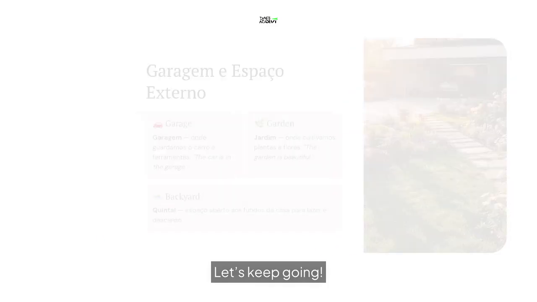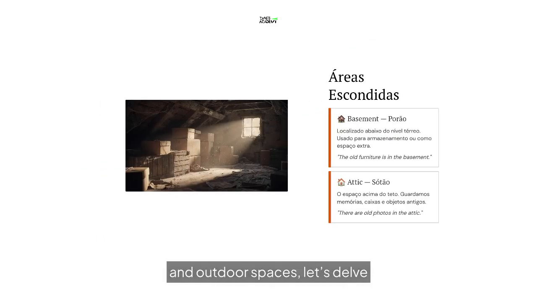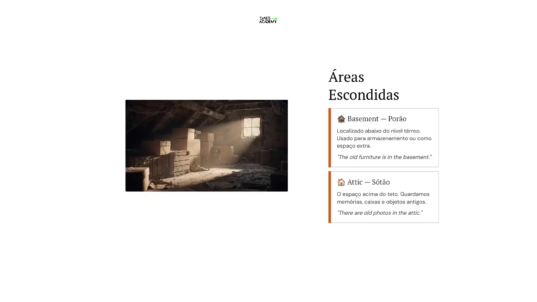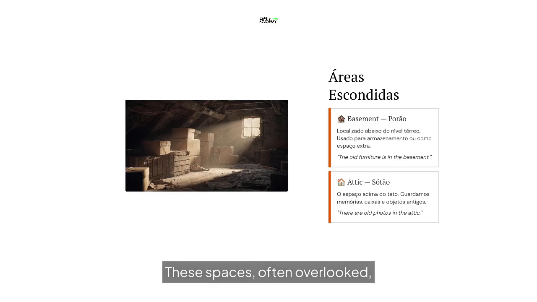Let's keep going. Now that we've explored the garage and outdoor spaces, let's delve into the hidden areas of the home. These spaces, often overlooked, can offer valuable storage solutions and additional functionality. Think about how these areas can transform clutter into organization. First, let's discuss the basement. This area is located below ground level and serves various purposes.